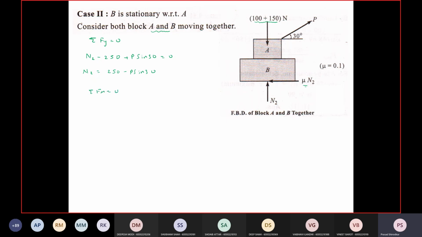Summation Fx is equal to 0. So P cos 30 minus mu N2 is equal to 0. So substitute N2 in this equation. P cos 30 minus mu into (250 minus P sine 30) is equal to 0. So mu is here 0.1. So again find out P.